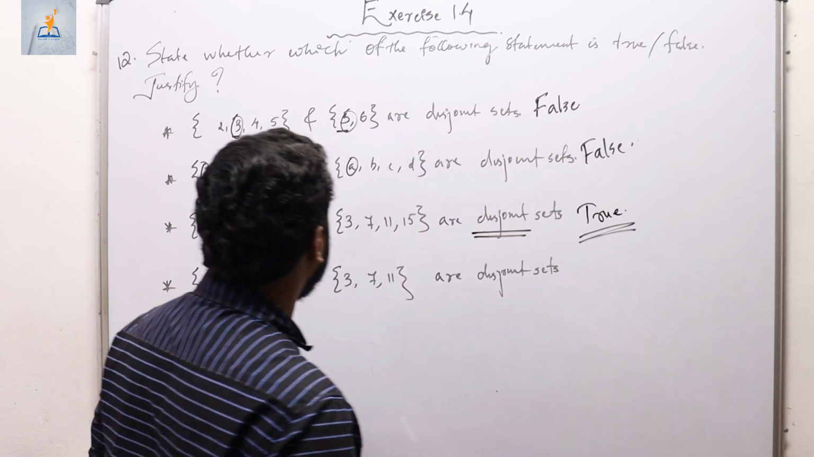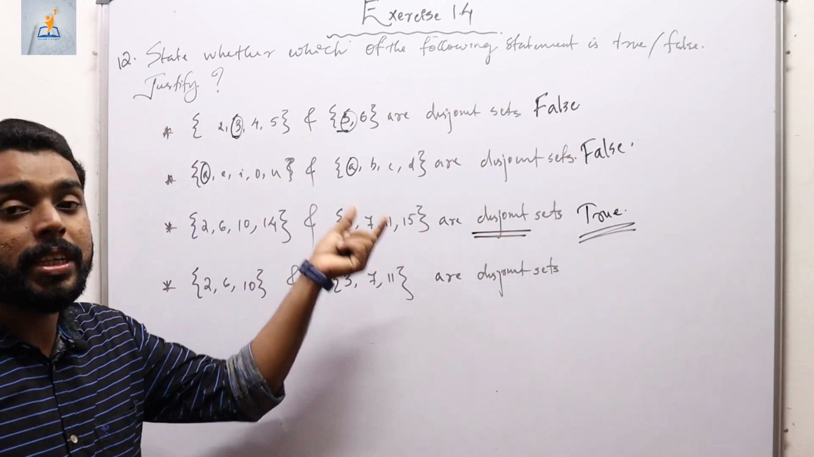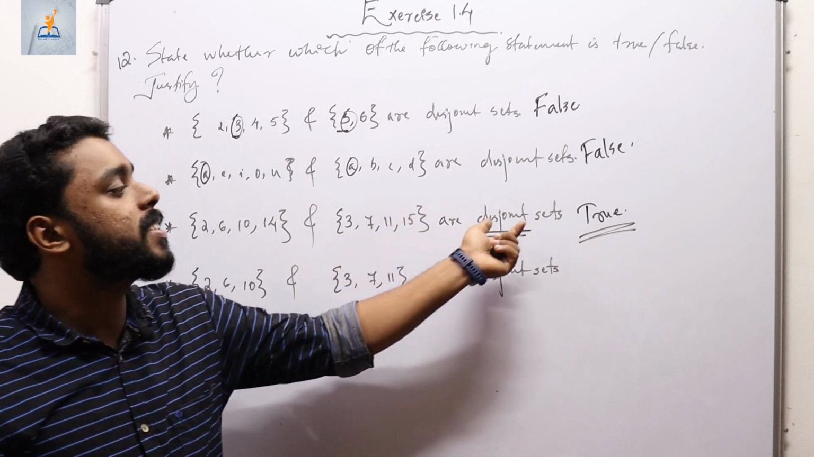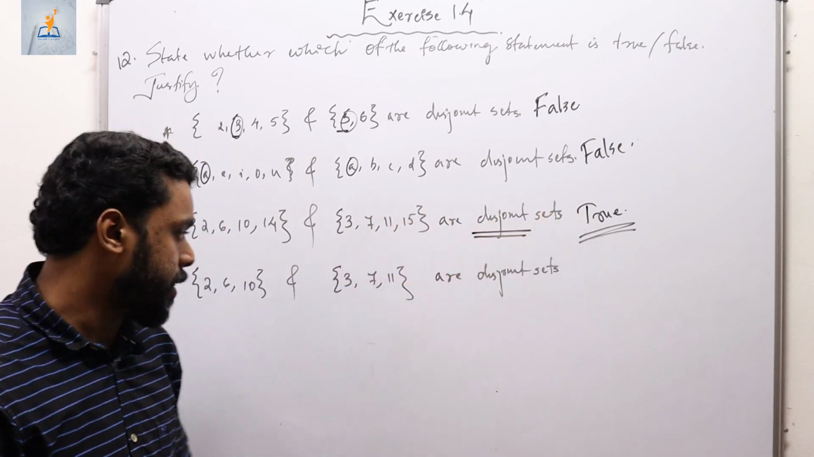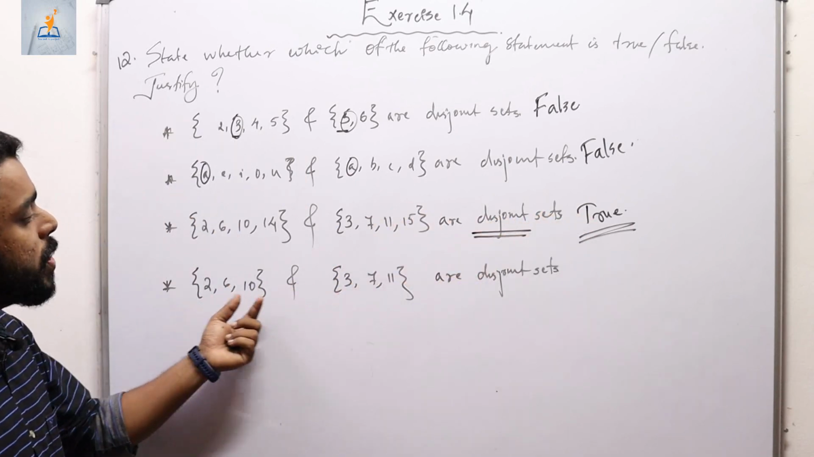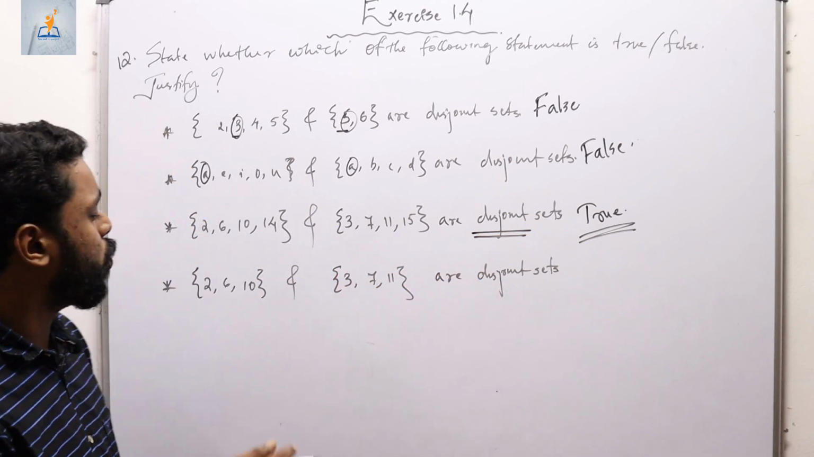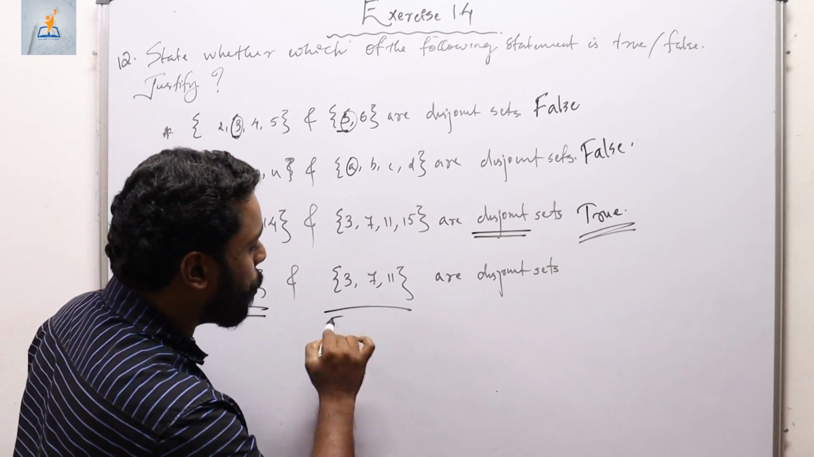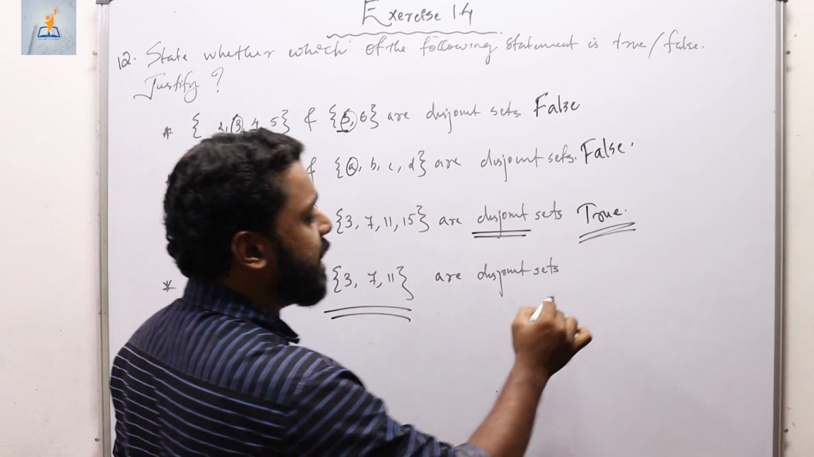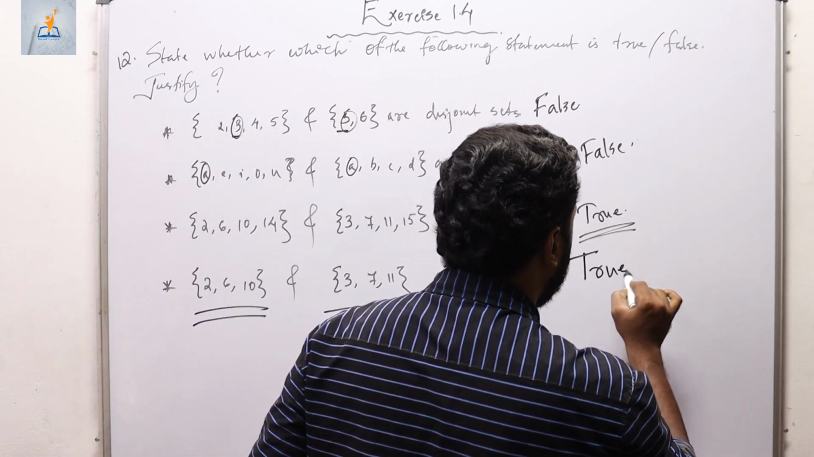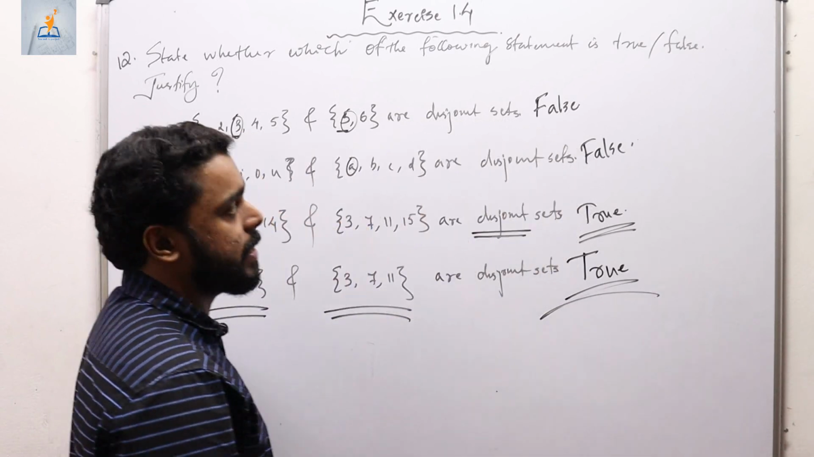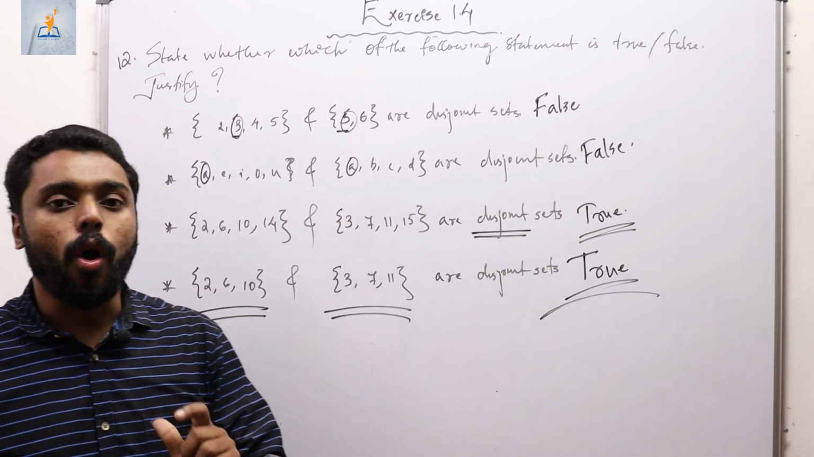You have to justify like this: there are no common elements to both these sets, hence these two sets are disjoint. Coming on to the last one, {2, 6, 10} and {3, 7, 11} are disjoint sets. Exactly true, since there is no common element to both these sets. Hence, we can say that these two sets are disjoint sets. That's the end of the last question of this exercise.